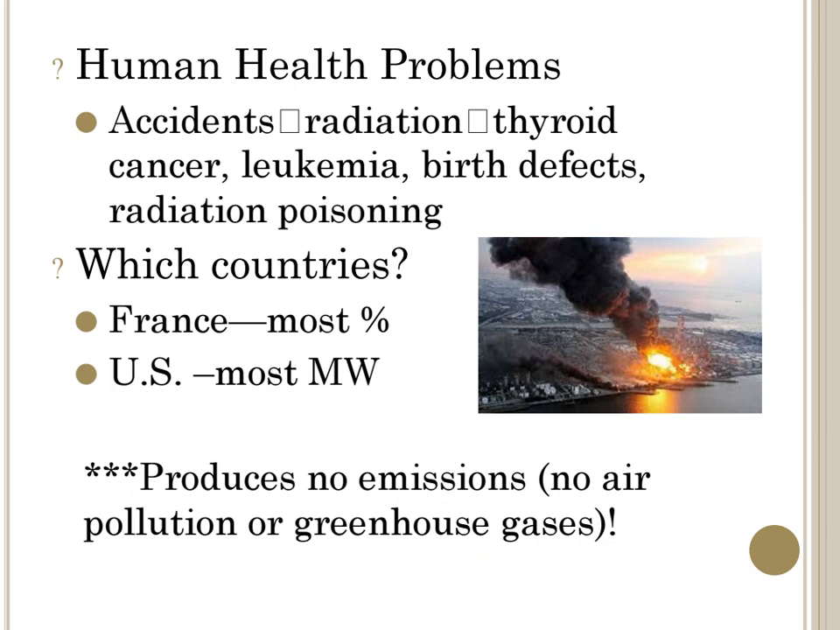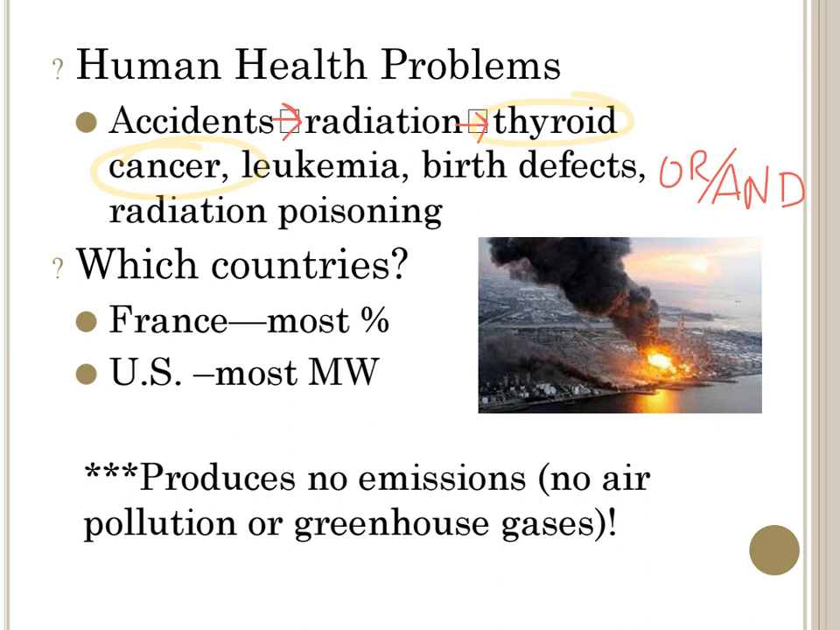All right, so our human health problems. So my arrows did not come through when I put it in this program. So accidents, you want a little arrow here, leads to radiation, which leads to thyroid cancer. It could also lead to leukemia, birth defects, or radiation poisoning. You need to specifically know the word thyroid cancer. So on an AP test, if you're going to write about the health problems of nuclear energy with accidents, make sure you specifically write thyroid cancer, not just cancer.